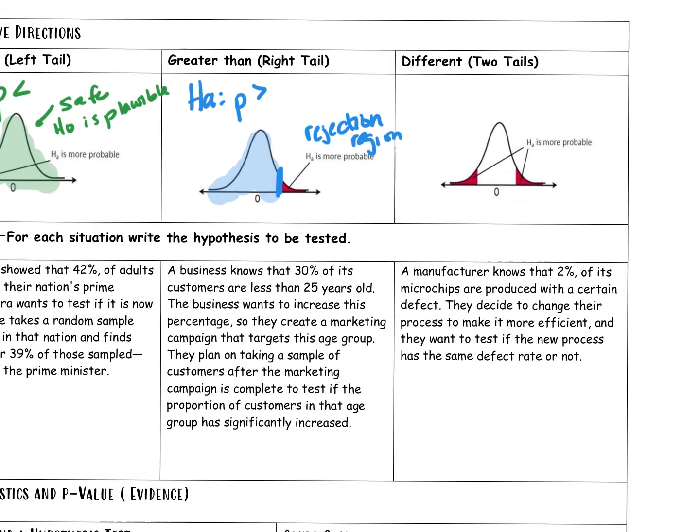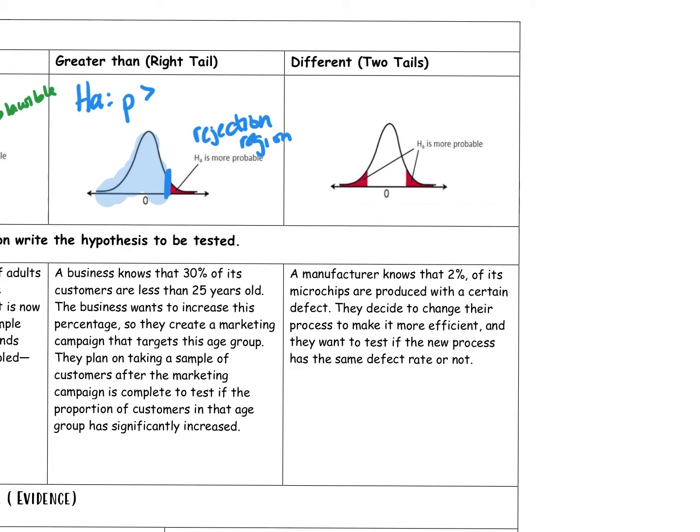And then the last thing is, here's what happens. If we don't know the direction, then what we do is called a two-tailed test, if we just think that it's different. The first two we call directional tests.